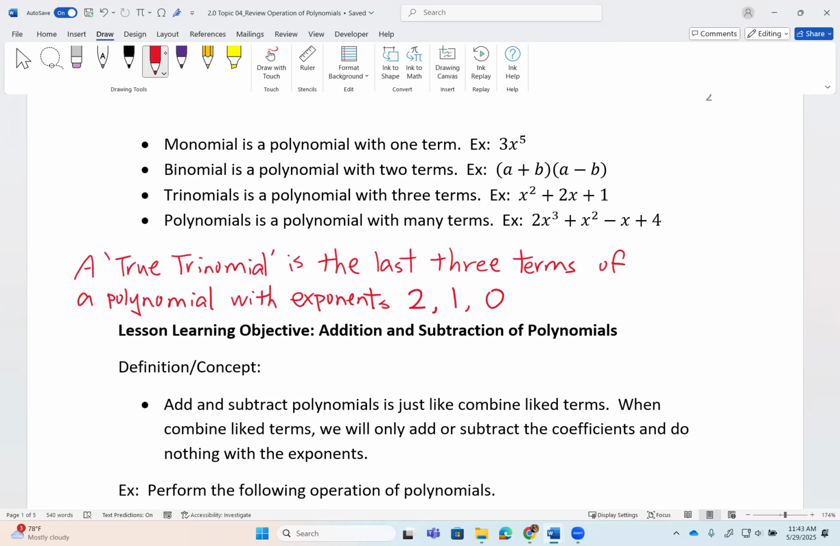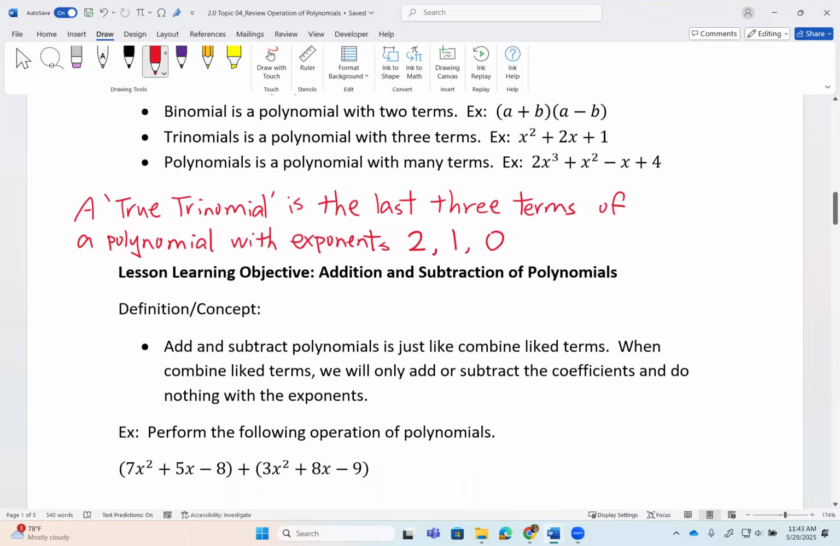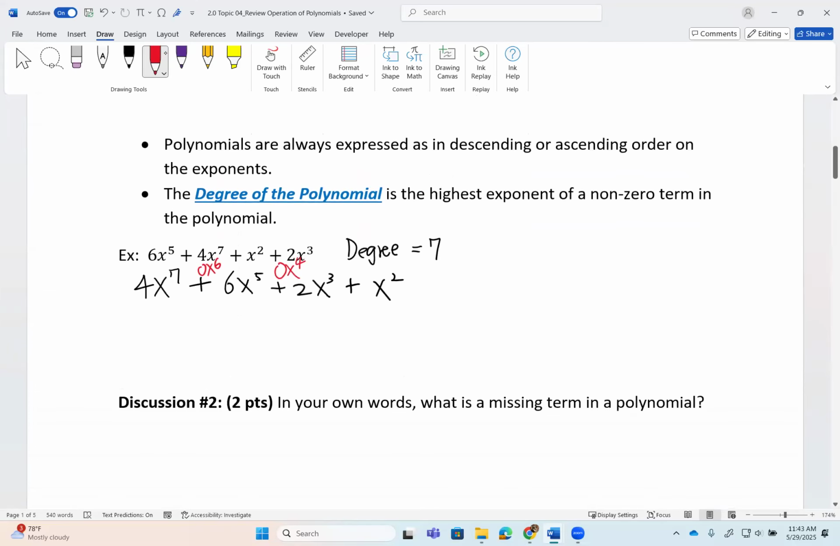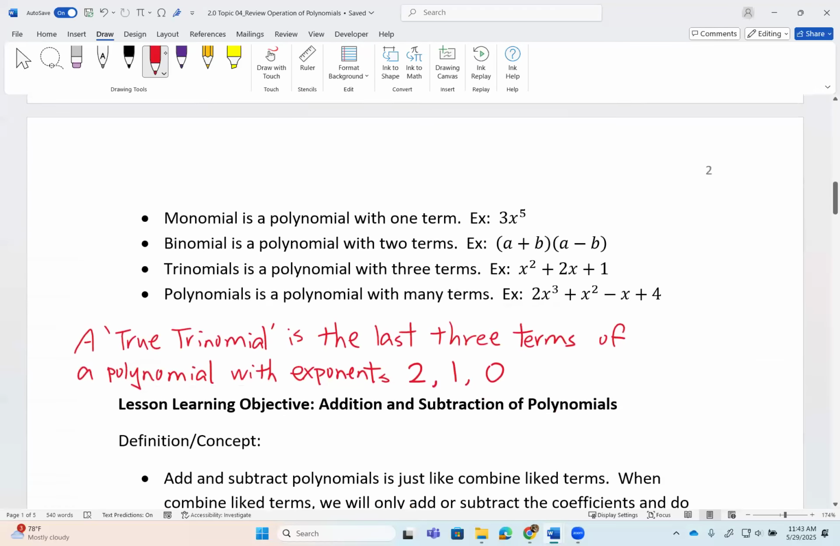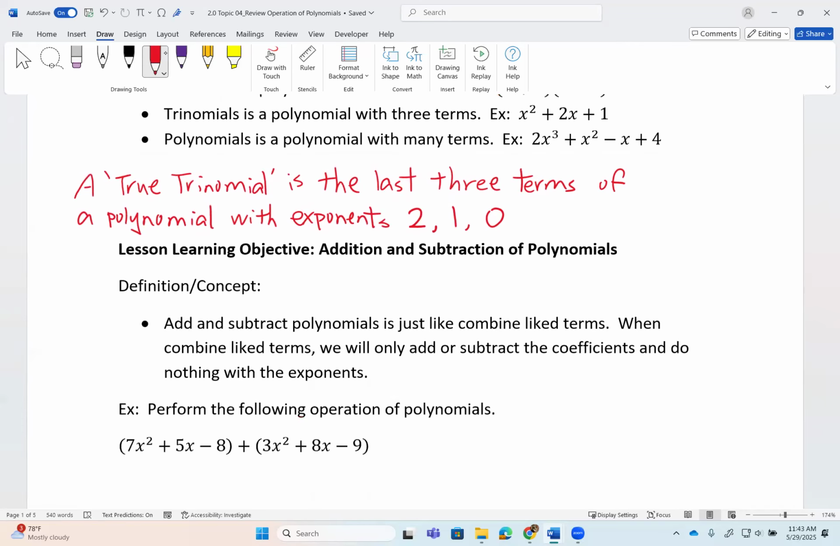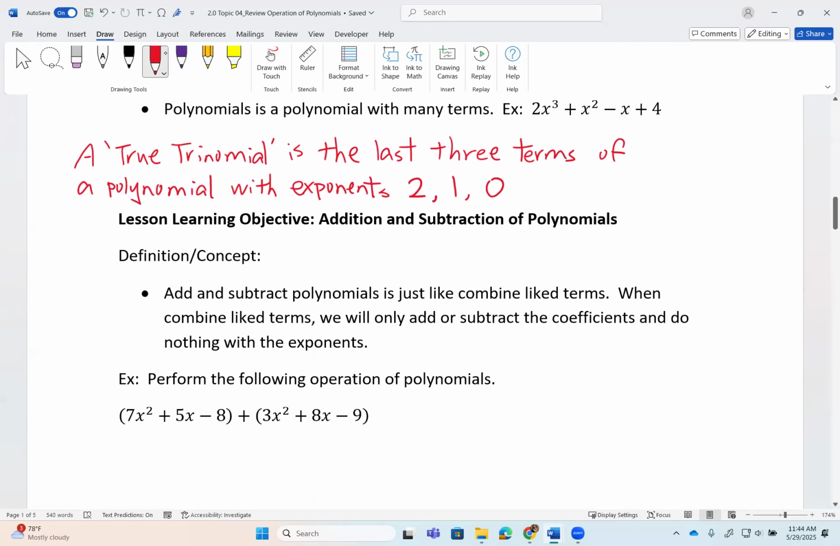All right, a polynomial just like this example I have would just be a polynomial with many terms. So what we can do with polynomials is add them, subtract them, and multiply them. We'll talk about dividing polynomials in a different topic. So let's do add and subtract polynomials. Add and subtract polynomials is just like combining like terms, what we talked about in the previous topic.